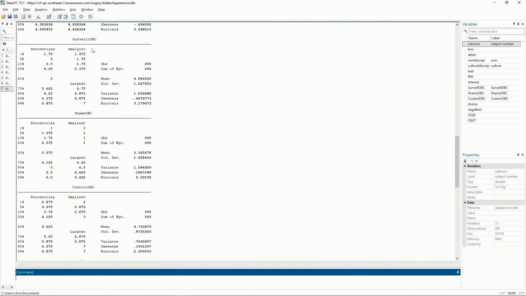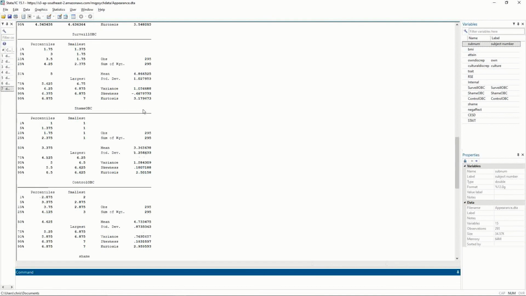Now we have 3 special measures which we haven't spoken about that are going to be called surveillance, shame, and control. This is not the shame we're going to be using in our analyses. This is a different way of looking at shame. So for surveillance, our median is 5, our mean is 4.87. This looks fine. Standard deviation is above 0. Skewness is negative, and slightly leptokurtic distribution based off the statistic. I suspect if we looked at the histogram, it would be fine though.